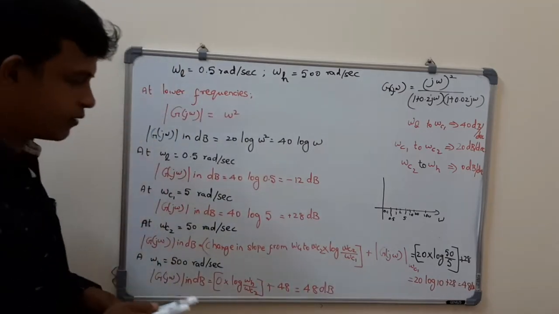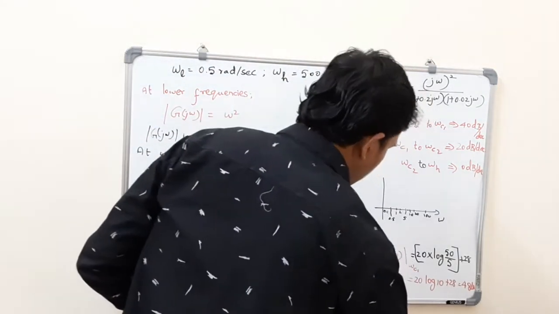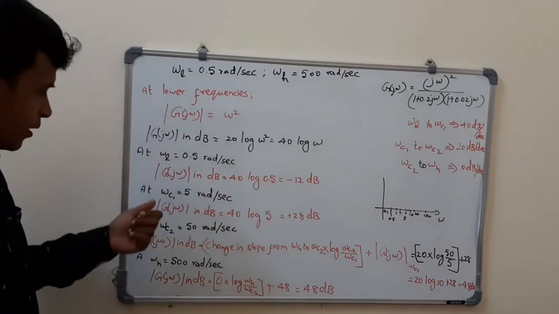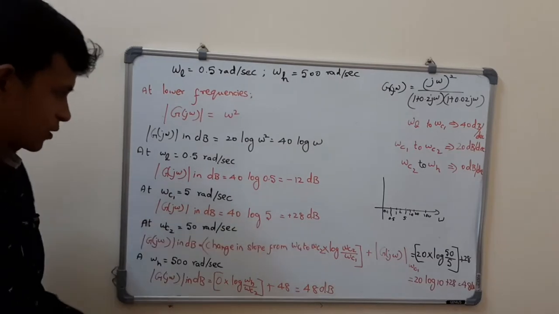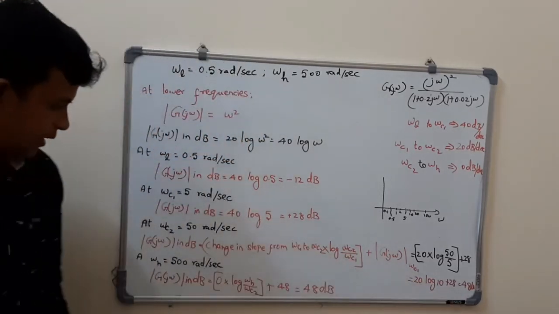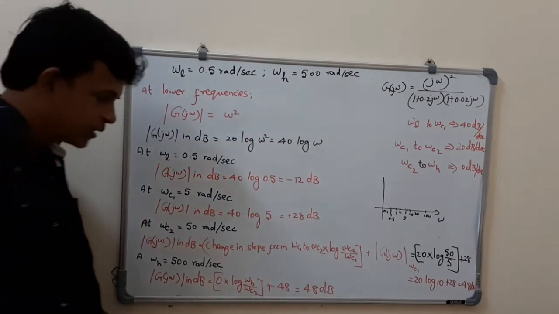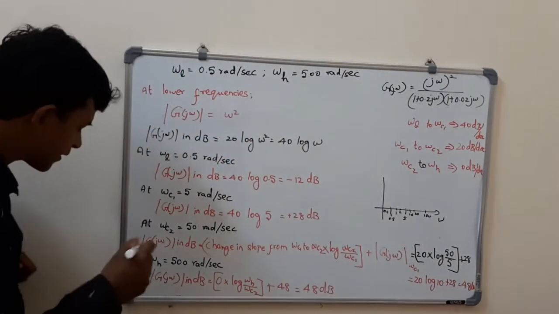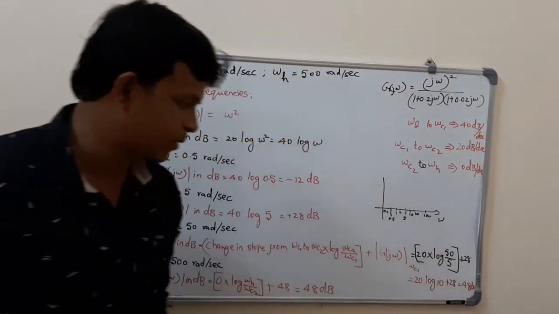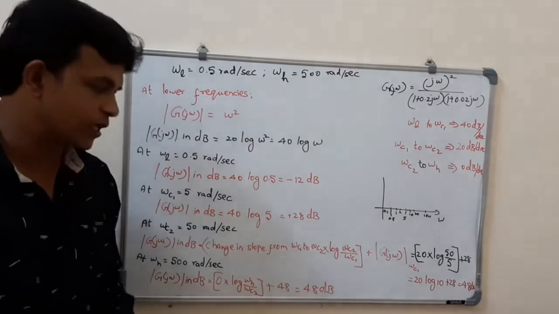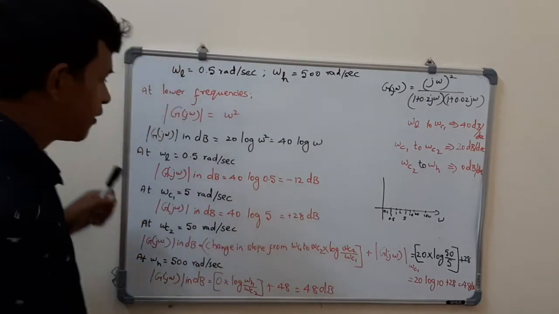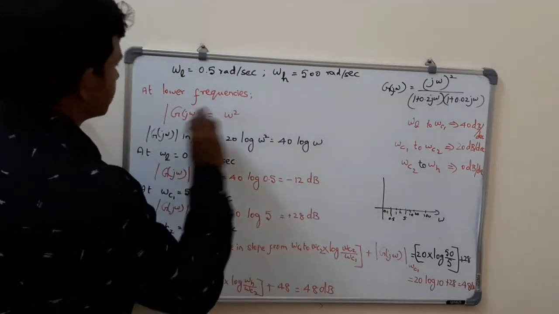So we have the values at all the different frequencies. At omega L we have got minus 12 dB. At omega C1 we have got plus 28 dB. At omega C2 we have got plus 48 dB. And again at omega h equal to 500 radians per second, we have got the same value of 48 dB as in the previous case, since the slope is 0 decibel per decade from omega C2 to omega h. Now we are going to plot everything in the semi-log graph.